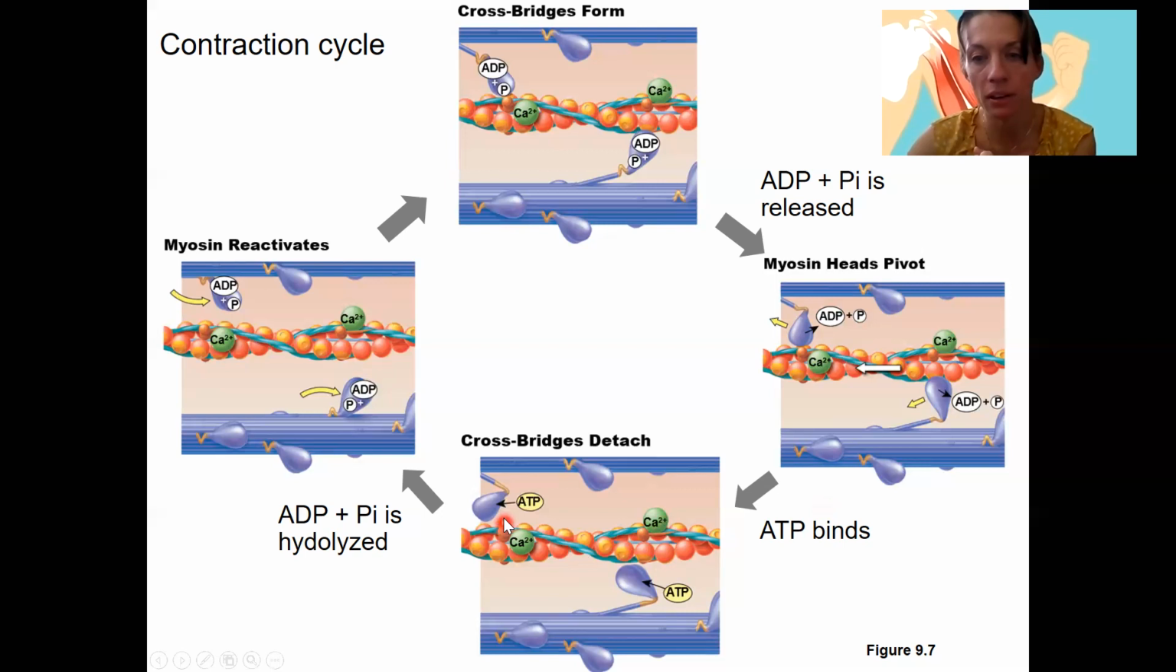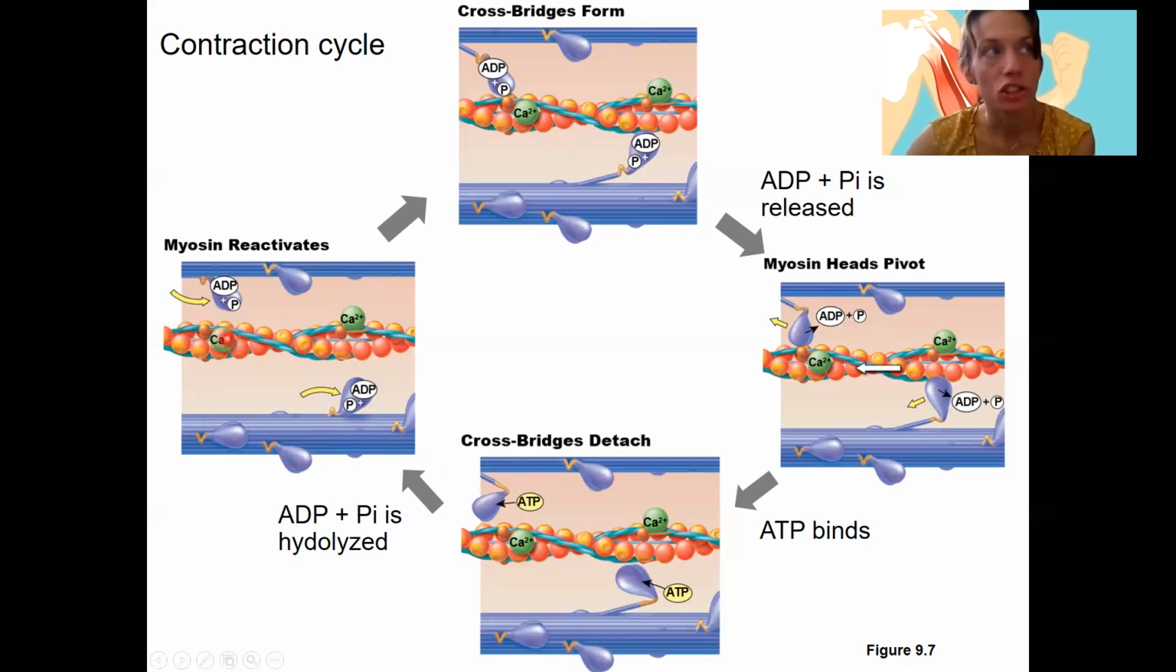So ATP can come in, and that causes the cross bridges to detach, releasing myosin from actin and reactivating myosin. So that's what's happening from here to here. Once those cross bridges detach, ATP is there.